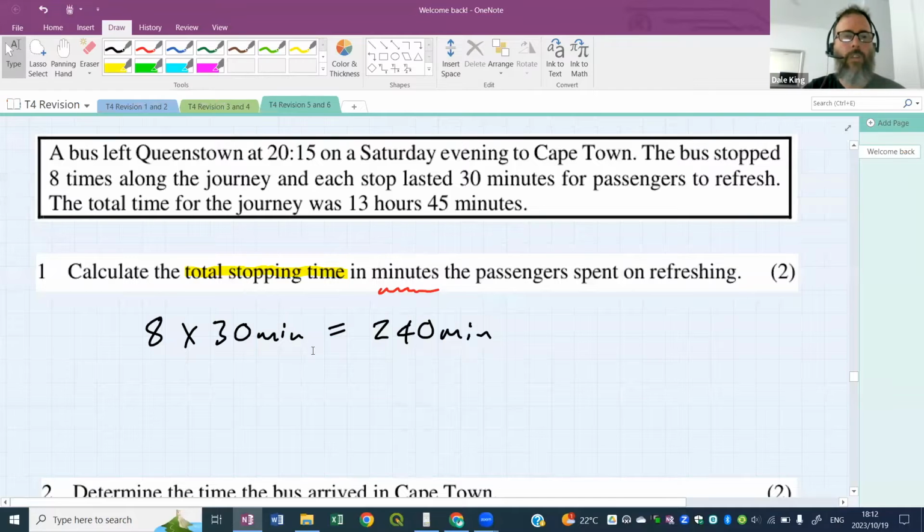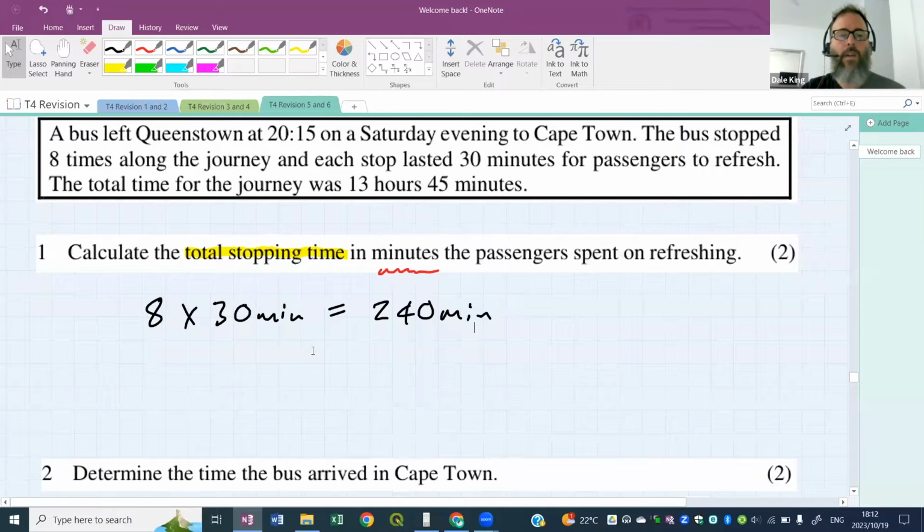Okay, next question. The next question says, determine the time the bus arrived in Cape Town. All right, 2 marks should take you about 2 minutes. Remember that you're working at about a mark a minute. It's a little bit more than that, but just try and work to a mark per minute. So if you've got a 3 or 4 mark question and you're spending 6 or 7 or 8 minutes on it, it's not worth it. Put a star next to it, come back later, move on. So about a mark a minute is what you should be working at. Try and pace yourself in the exam.